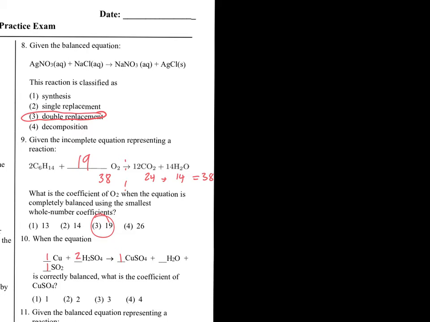Okay, now let's look at hydrogens. Now we have 4 hydrogens on the left side. On the right side, there's 2. To make that even, we put a 2 right there, 4-4.